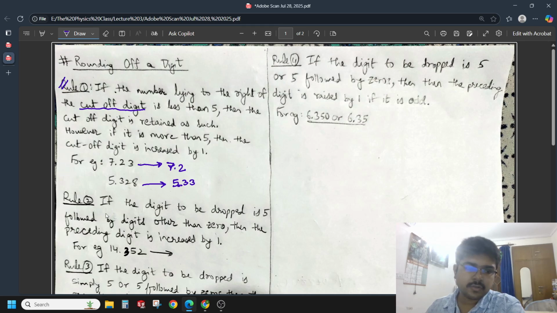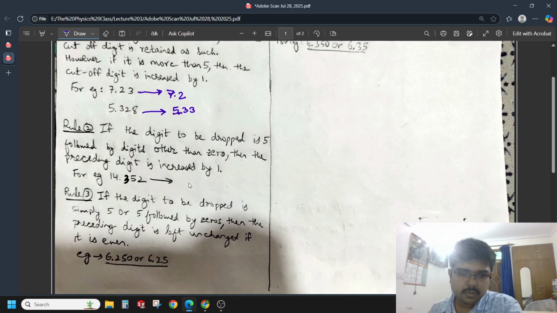Now rule number 2 states that if the digit to be dropped is 5 followed by digits other than 0, then the preceding digit is increased by 1. In this example we have 14.352, in which 5 appears here. We have to round off this number to 3 significant digits. So we will increase 3 by 1, and it will become 14.4.